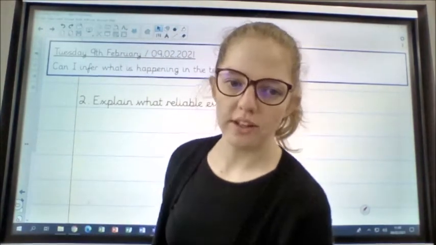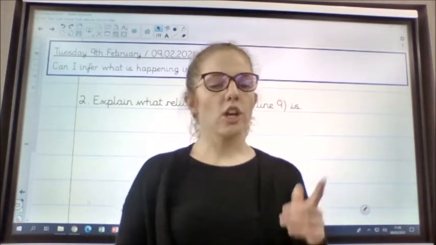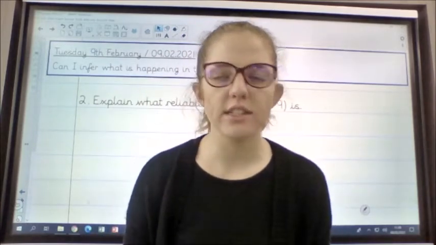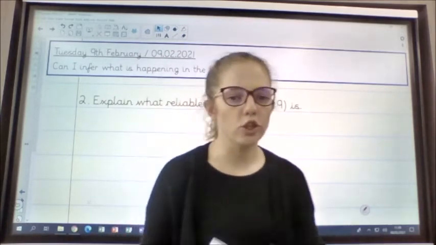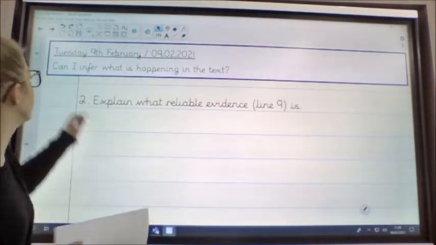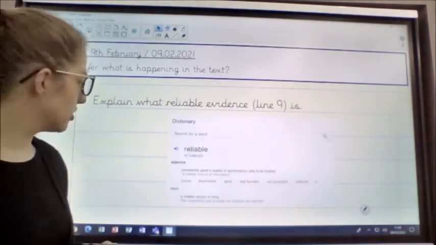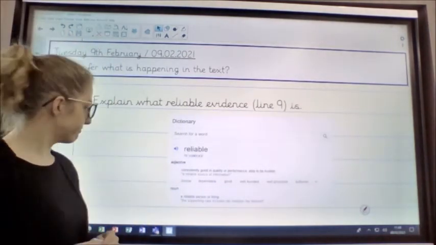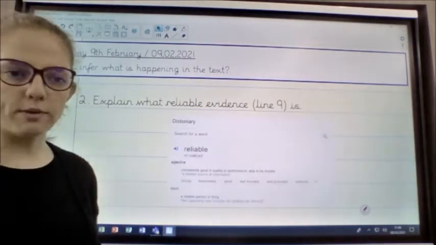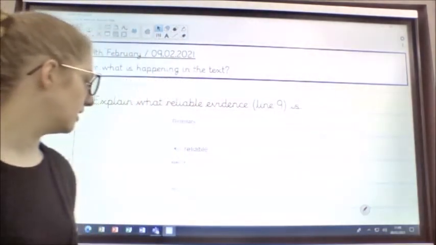Now, we haven't got the word reliable in our vocab glossary for our text, so I would recommend that you look up what the word reliable is. We know that evidence is things that you use to support your argument. So what might the word reliable mean? So on the board, I've got reliable: consistently good in quality or performance, able to be trusted. It also means a reliable person or thing.